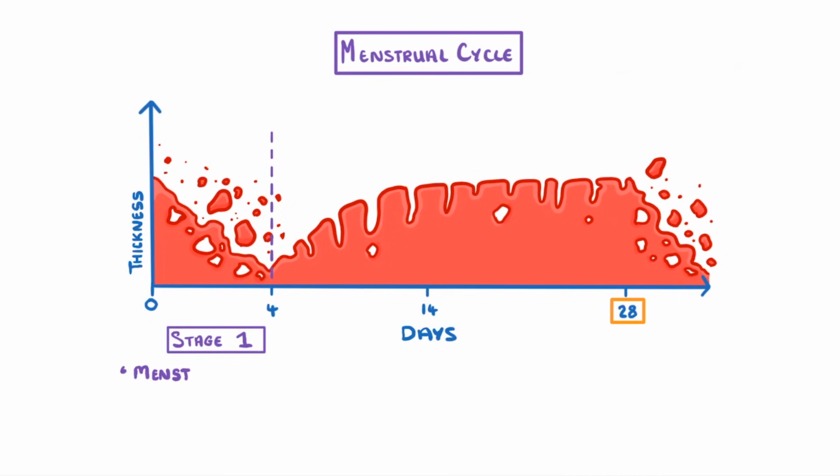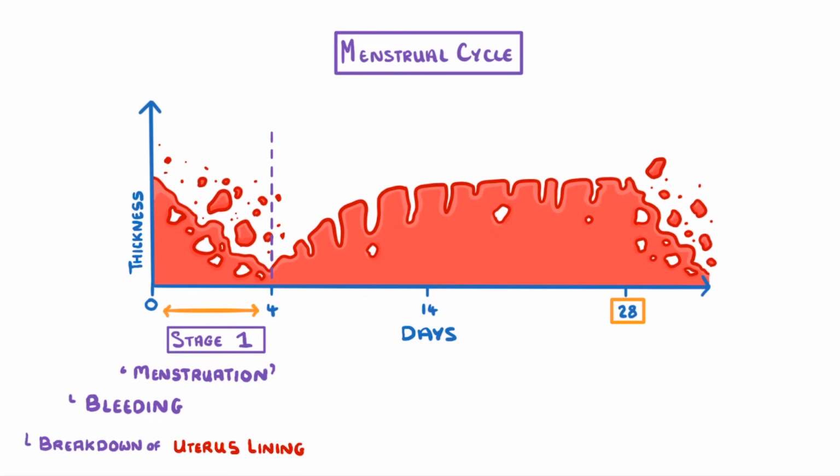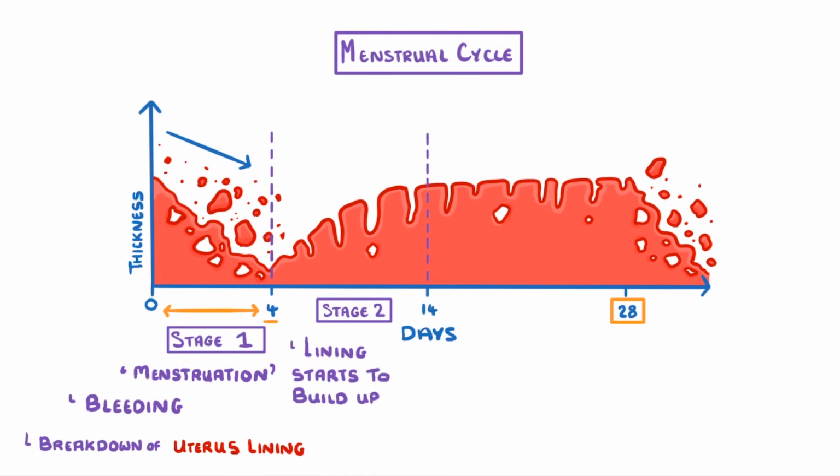Stage 1 is known as menstruation, which is the period of bleeding that normally lasts about 4 days, and is due to the breakdown of the uterus lining. We can see this on this first section of the graph, where the thickness of the lining is decreasing. Stage 2 is when the uterus lining starts to build up again, and becomes a thick spongy layer, with lots of blood vessels in it. It lasts around 10 days, up to day 14, and its role is to prepare the uterus lining for a fertilized egg. Because remember, the fertilized egg implants into the uterus lining.